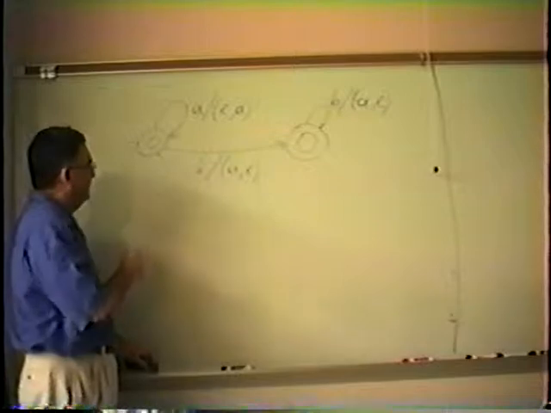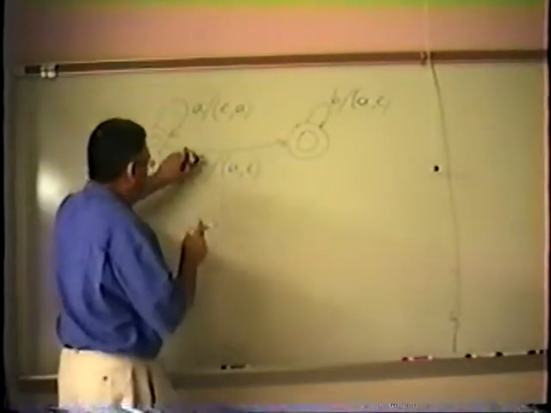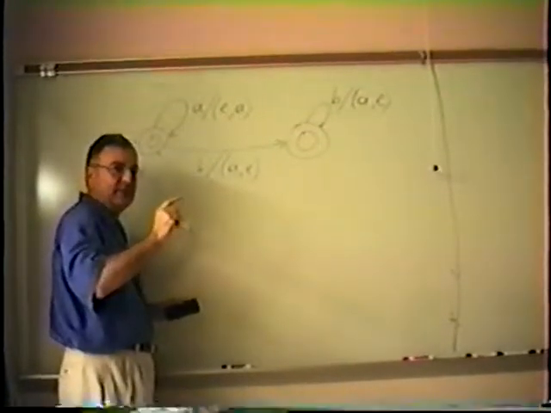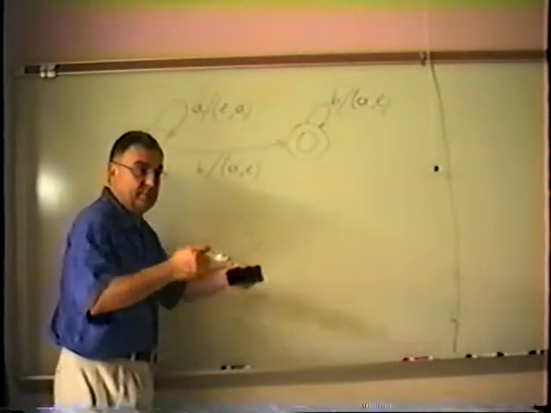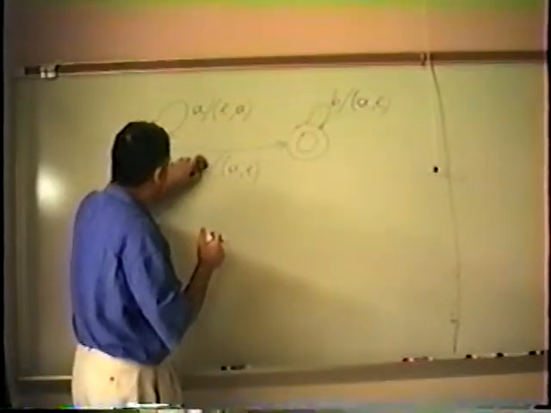Okay, so what's the language of this? A^n B^n, n greater or equal to 0. Now let me do something here. So you use the first B deterministically as a marker to switch the state. Now let me do this.